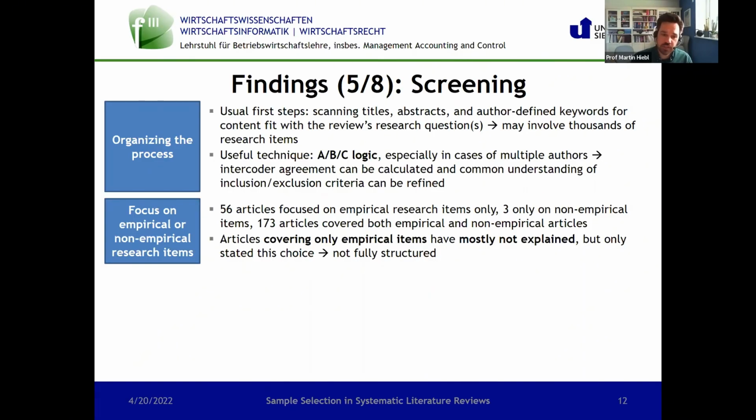What was interesting here is that those 56 articles that only covered empirical research mostly just did not explain this choice. They just ignored non-empirical articles without disclosing reasons why they ignored these articles.